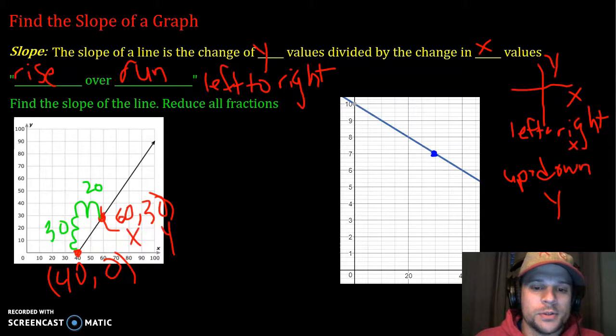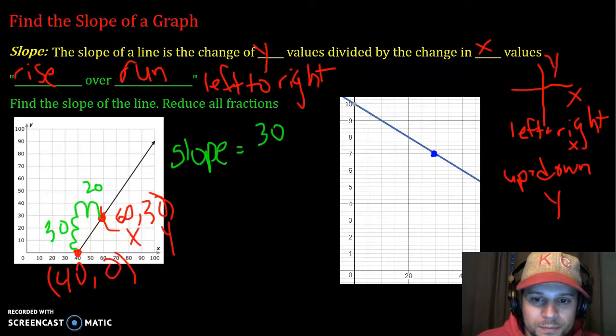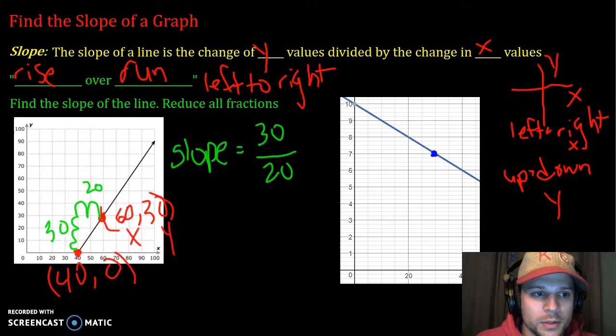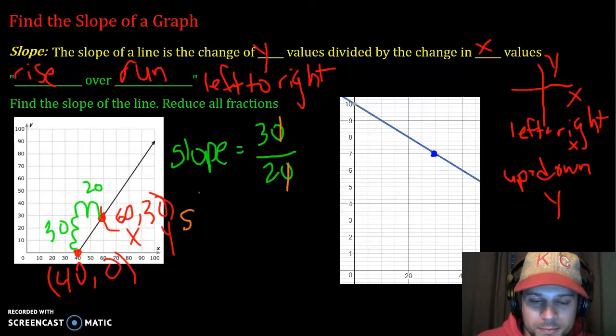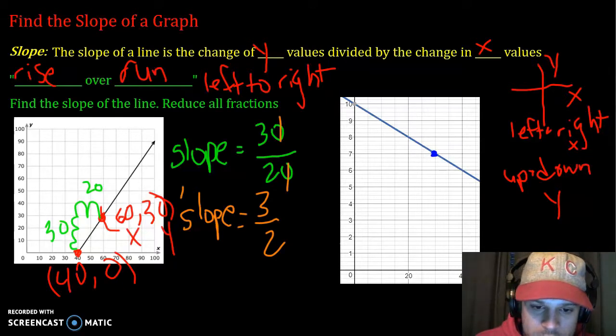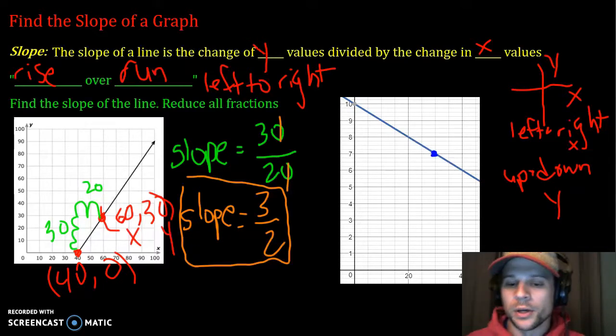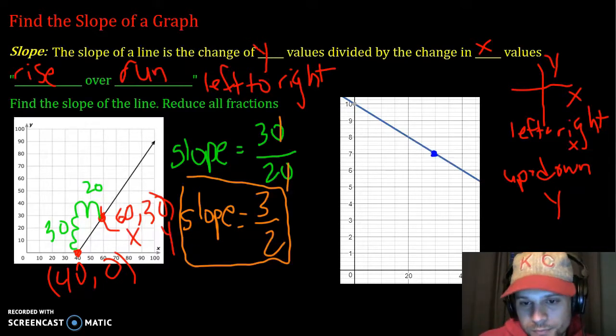So when you set this up as your fraction for your slope, your rise units are 30. Your run units are 20. Then we just have to make sure that we completely reduce this fraction. It can both be divided by 10, so your trailing zeros just become canceled. So your reduced slope of this linear function is the fraction, or the ratio, 3 over 2.